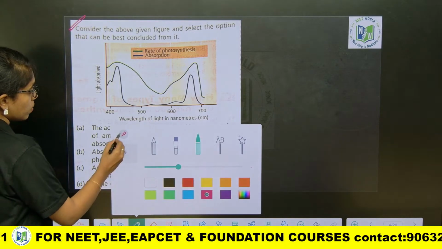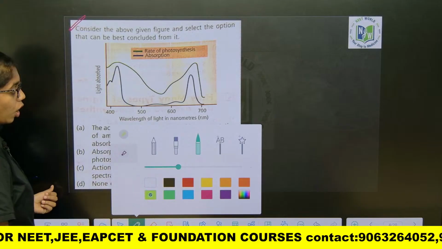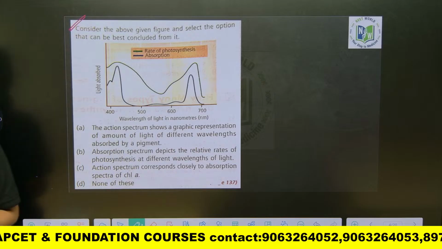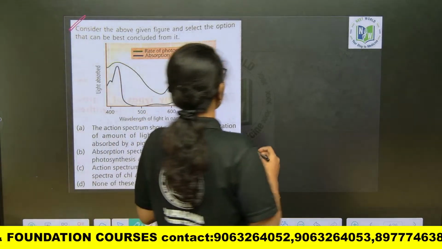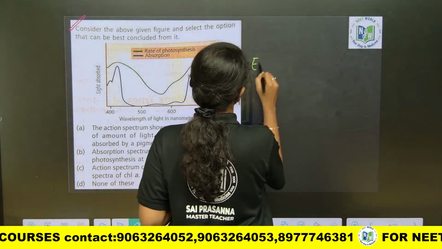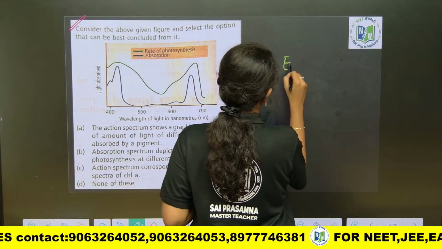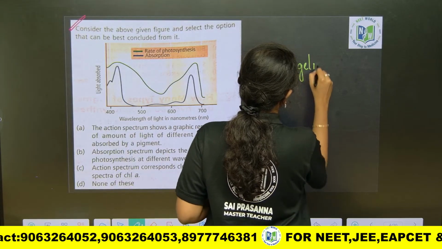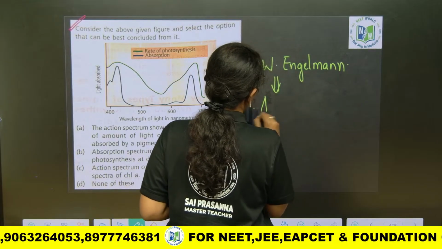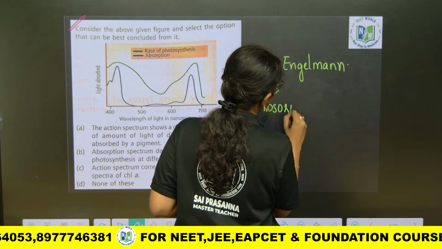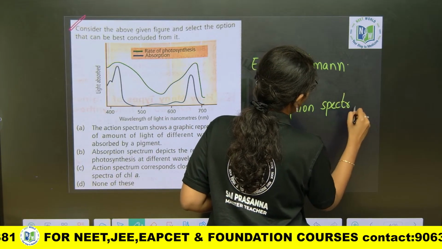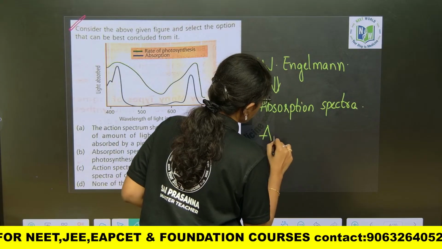To solve this question, you should have a clear idea of what action spectra and absorption spectra are. Absorption spectra and action spectra, both of them are given by which scientist? T.W. Engelmann. Okay, both of them are given by T.W. Engelmann. He has proposed both absorption spectra and action spectra.